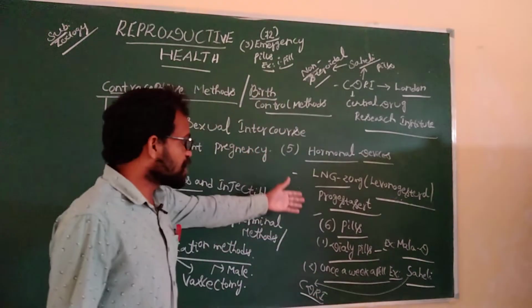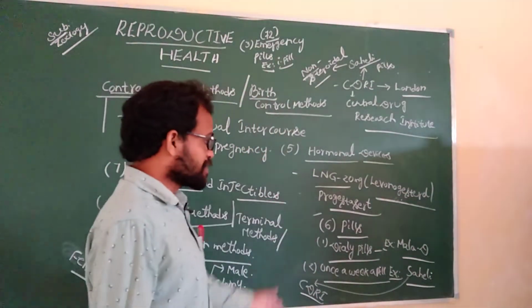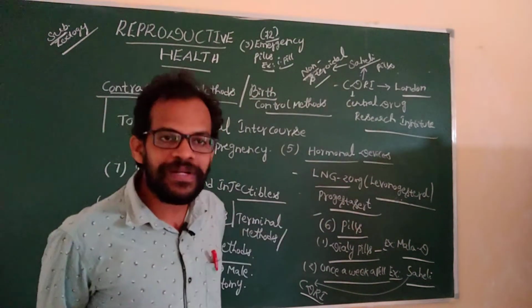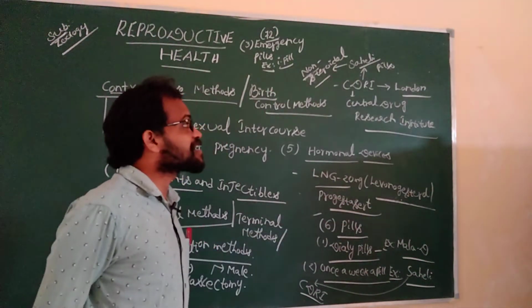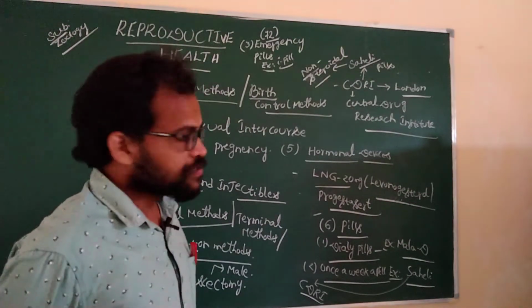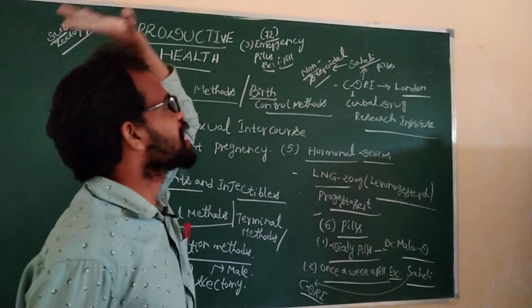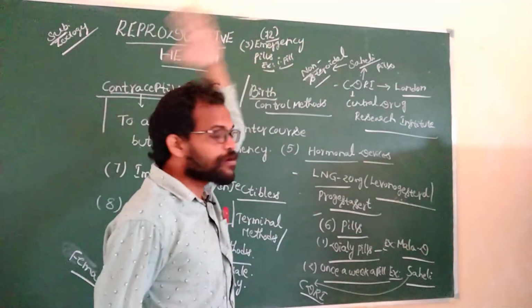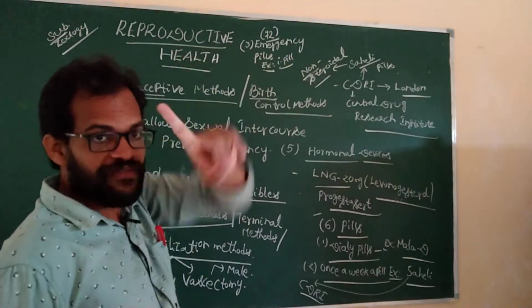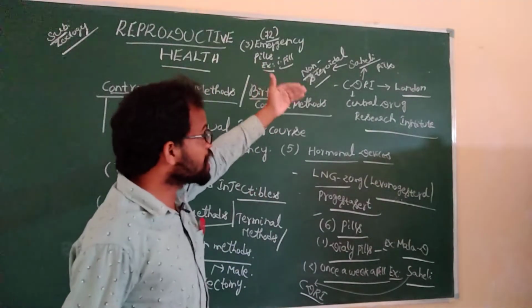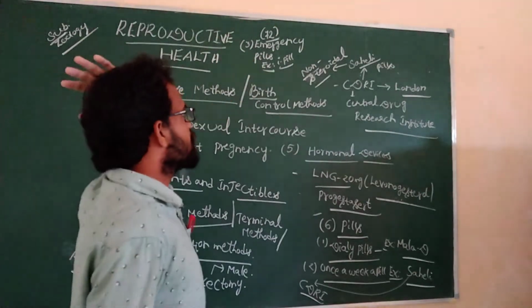There are pills. What are the pills? Daily pills, you can use Mala-D. Once a week pill, that is the Saheli pill. This pill was prepared by the Central Drug Research Institute, which is located in Lucknow. The scientists of the Central Drug Research Institute prepared the Saheli pill. Saheli means a non-steroidal pill. Used once a week, it also prevents pregnancy.